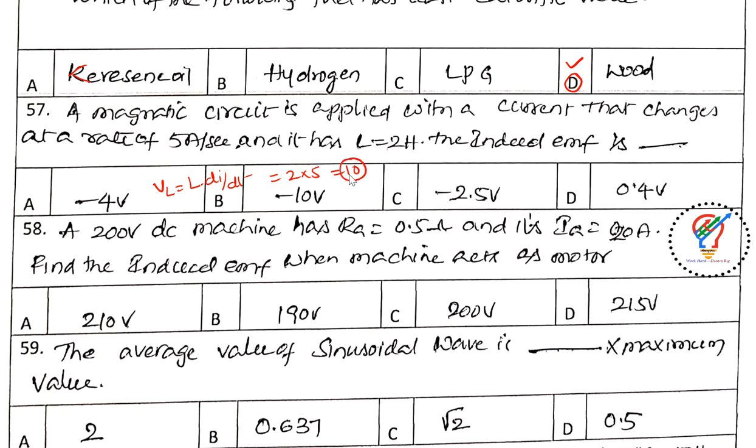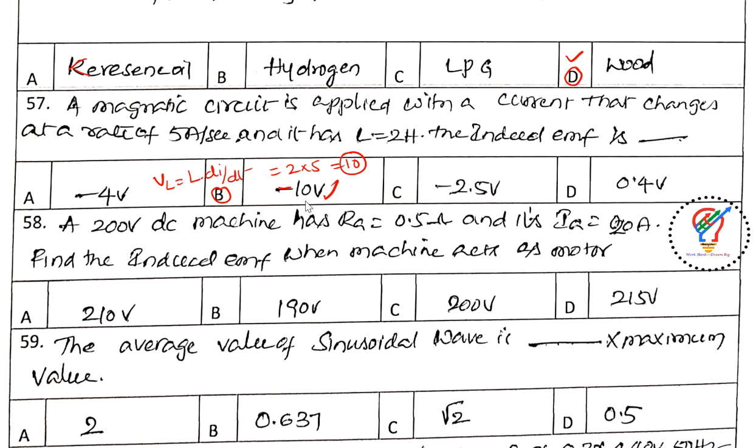Now let's check the options. 10 matches with only one answer here, so B. Suppose if the answer is none of the above, we can consider that. But here the answer matches with minus 10 volts. So the answer will be minus 10 here, by considering the Lenz law property, which opposes the cause of its production.